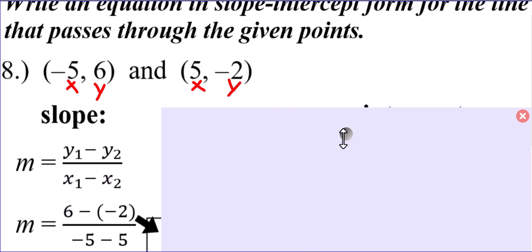And then the first ordered pair is the 1's. The second ordered pair is the 2's. We actually talked about this back on the guided notes called slope. So now you can easily substitute the numbers into the right place. The y1 is the 6, the y2 is the negative 2, subtract them. The x1 is the negative 5, the x2 is the 5, subtract them.